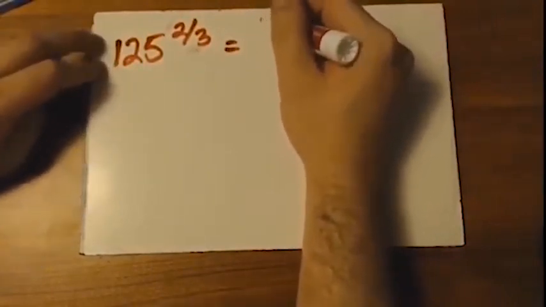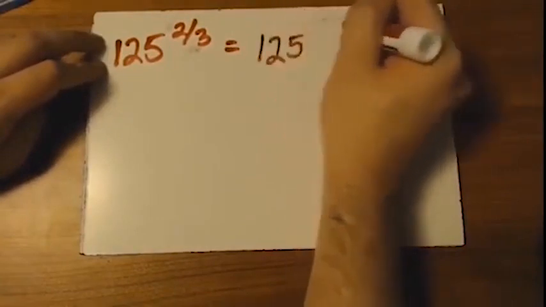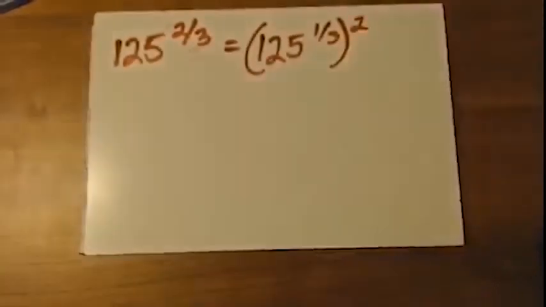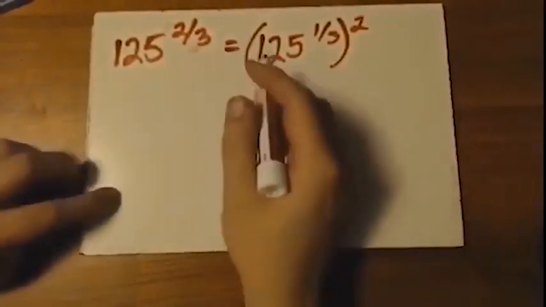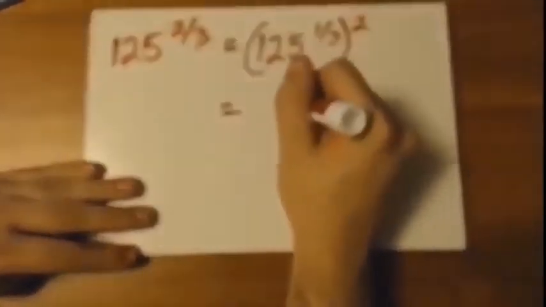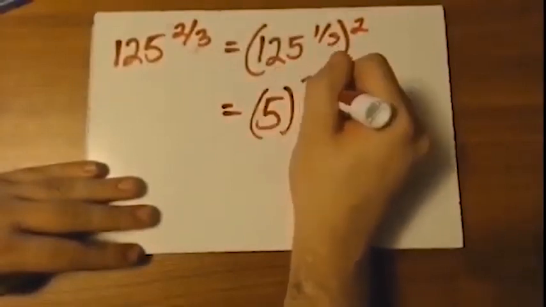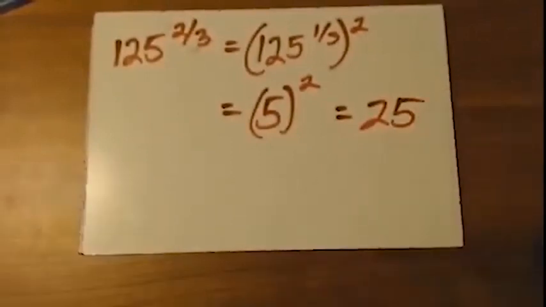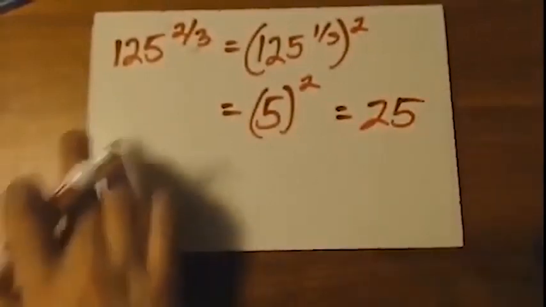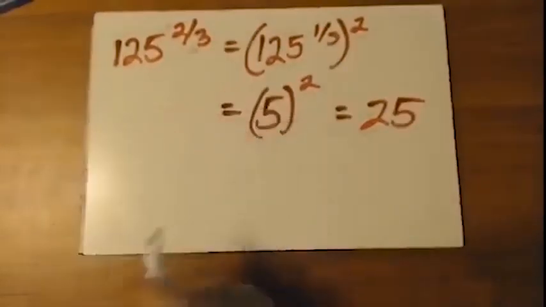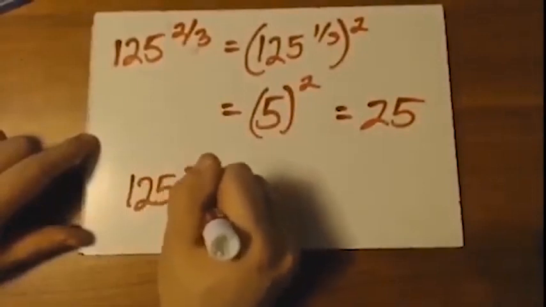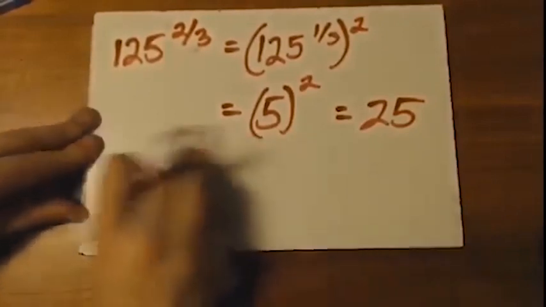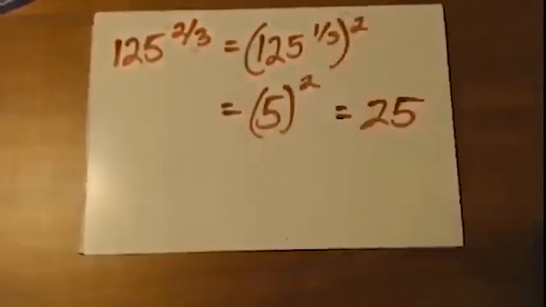We can think of this as the cube root of 125 squared. The cube root of 125 is 5. 5 squared is 25. Now I did it this way because 125 is already pretty big. I could have also tried to do 125 squared and then taken the cube root of that. 125 squared is going to be huge. Why not make it smaller first? Take the root first and then square.